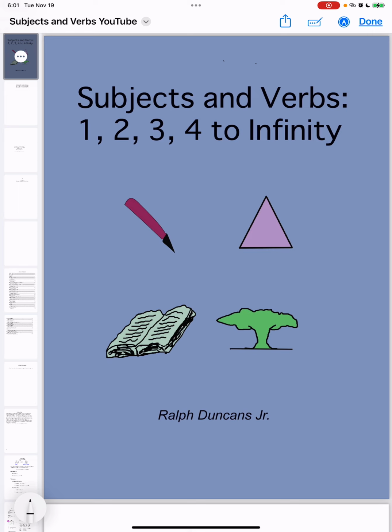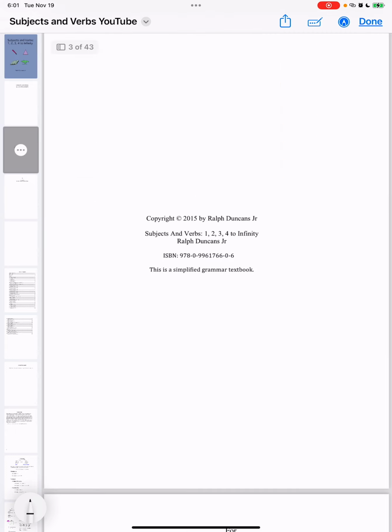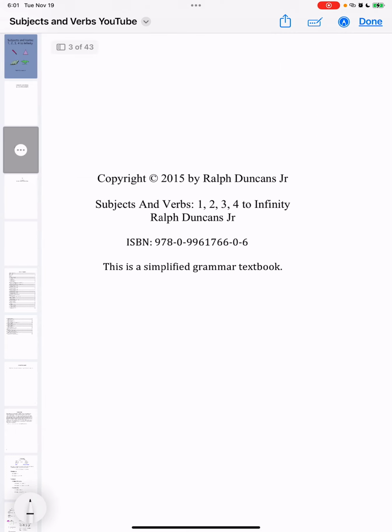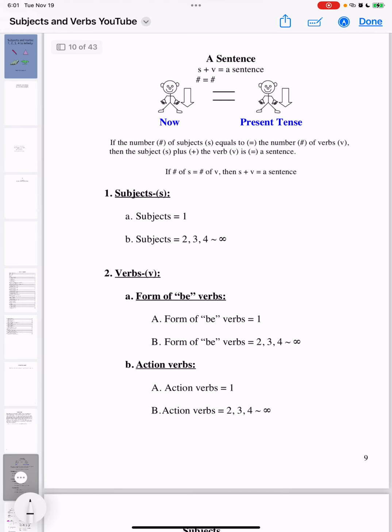This book is really awesome. I actually started writing it in 2010. I was using it and I published it in 2015, and this is awesome. Okay, so let's get started. Anyway, Subjects and Verbs 1, 2, 3, 4 to Infinity. As you see, it was made in the year 2015. So let's start with this.